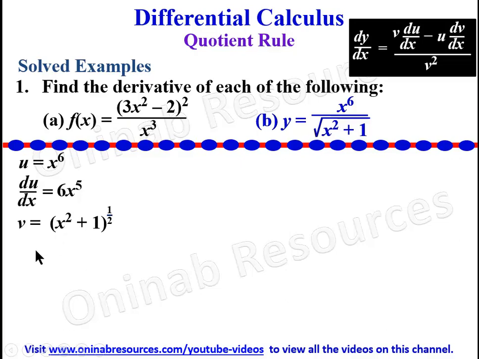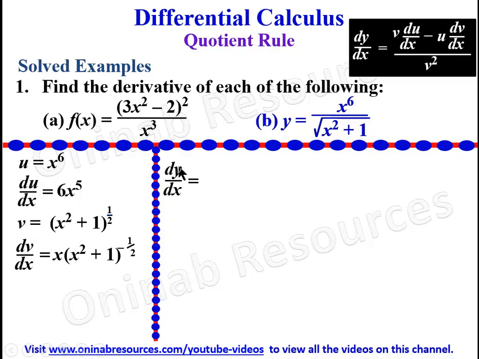So differentiating this, we have dv dx. Differentiate what we have inside the bracket. That's 2x multiplied by the power half. It will give us x. Bring the power, reduce this power by 1. That's half minus 1 gives negative half. So we have it to the power of negative half.